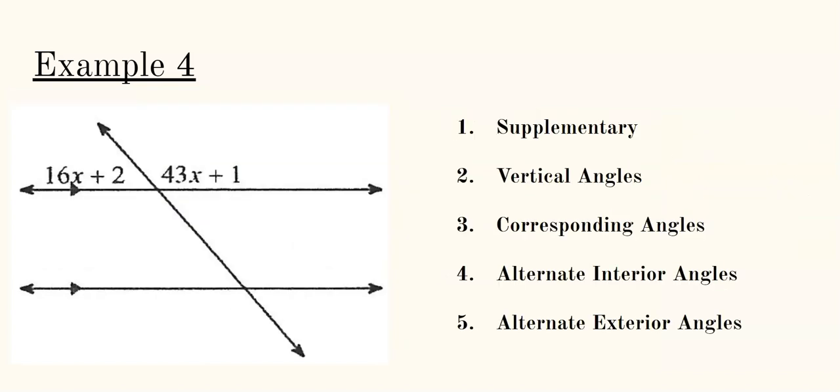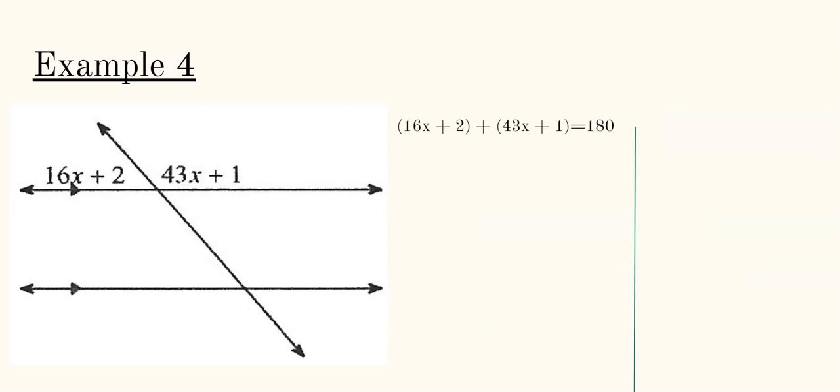Okay, last example, example 4. I have a 16x plus 2 and then 4x plus 1. So this is definitely going to become the supplementary. So I'm not going to even label the angles for this one. So we're going to go ahead and set up as our supplementary. So from here we have the 16x plus 2 plus the 43x plus 1 is equal to 180. Now I'm going to go ahead and drop my parentheses and then sort them out.